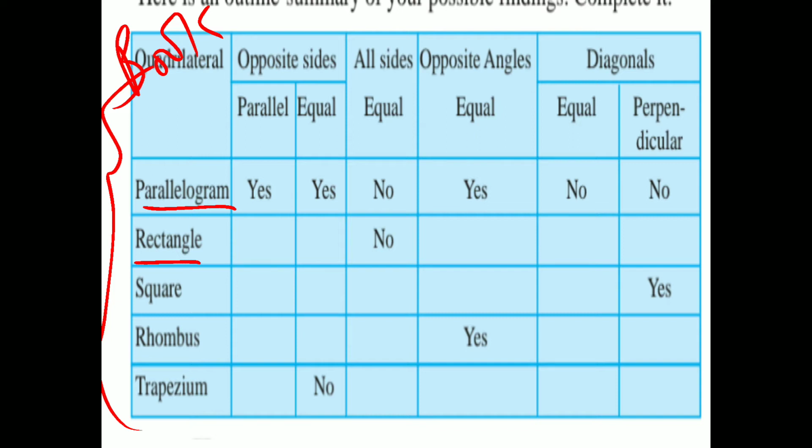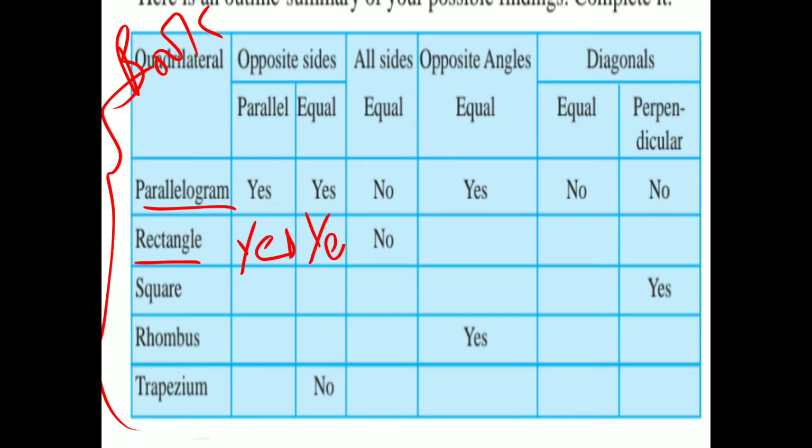Like parallelogram, opposite sides are parallel. Parallel means all the opposite sides should be parallel and equal, and its opposite angles should be equal. Clear? Then comes rectangle. In rectangle, what happens? Each angle is 90 degrees, which means all angles are equal. Clear? And opposite sides are parallel also, because rectangle is a parallelogram also, and in a parallelogram its opposite sides are equal and parallel. So the answer is yes.